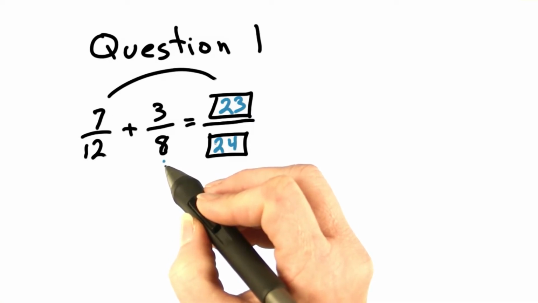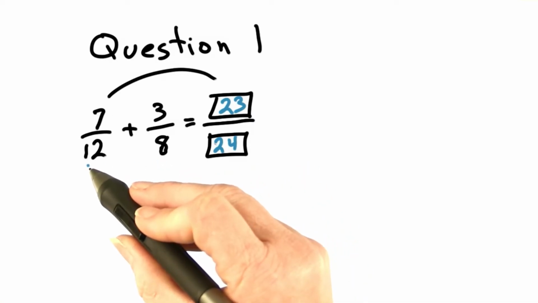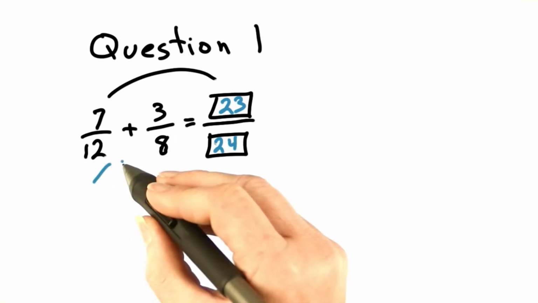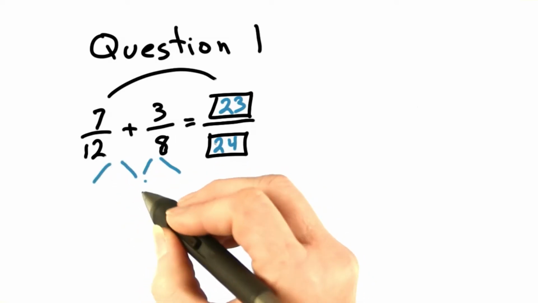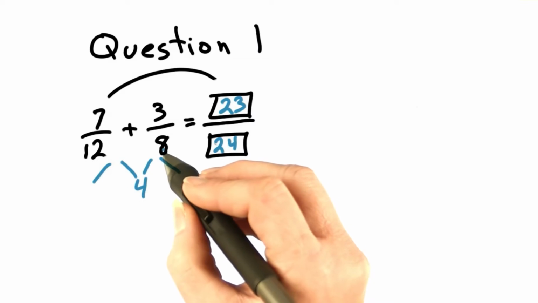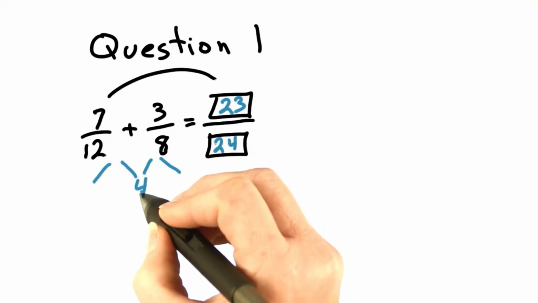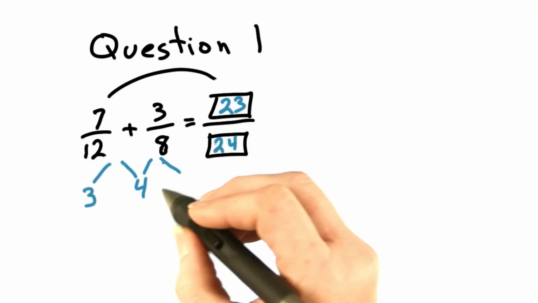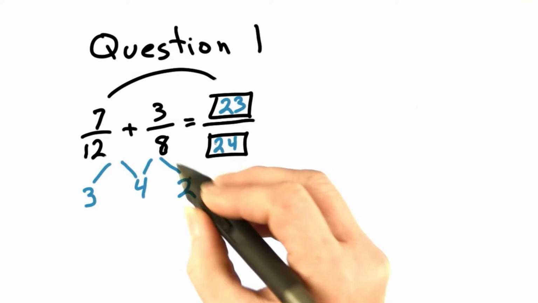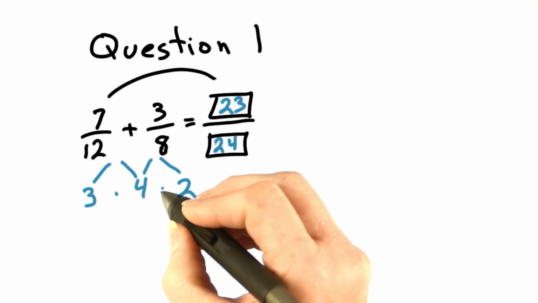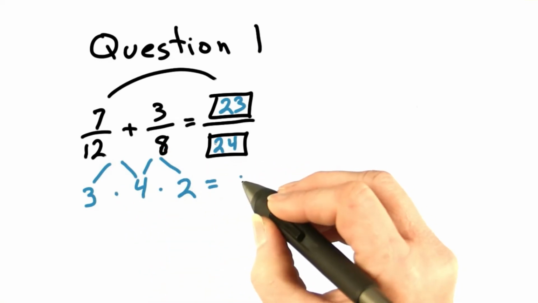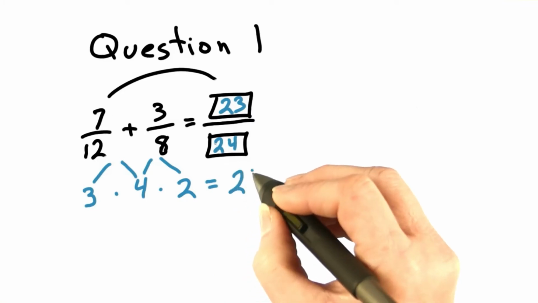So the first thing that we need to do is find a common denominator between 12 and 8. Using the factor tree method, I know that 4 is a common factor for both 12 and 8. I know that 4 times 3 is 12, and 4 times 2 gives me 8. So I can multiply those together, which gives me a common denominator of 24.